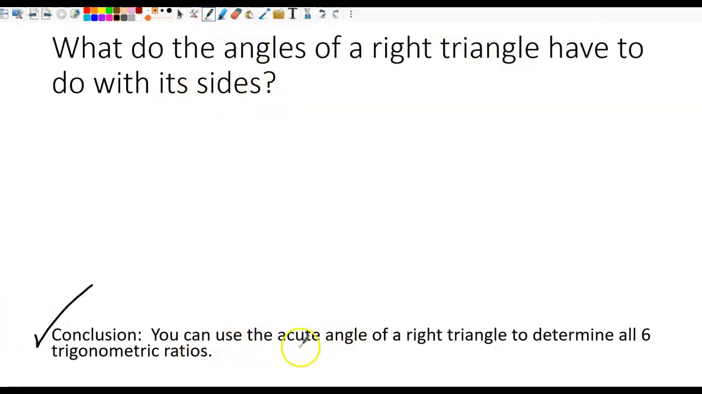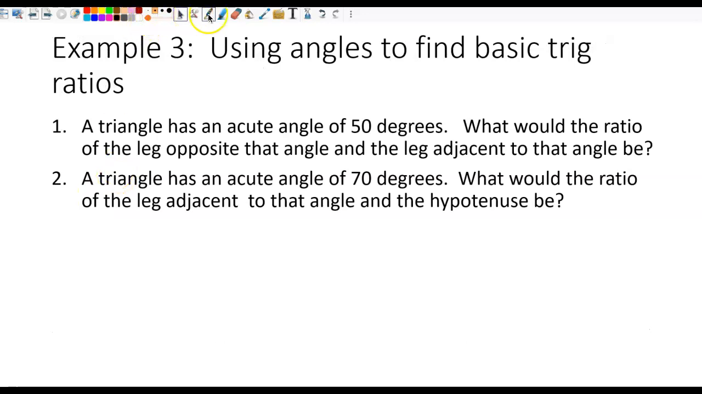Well, you can actually use the acute angles of a right triangle to determine all 6 of the trig ratios. So let's go ahead and do that. This is our last objective for the day, using the angles of a right triangle to find the trig ratios. So let's take a look at number 1. A triangle has an acute angle of 50 degrees.